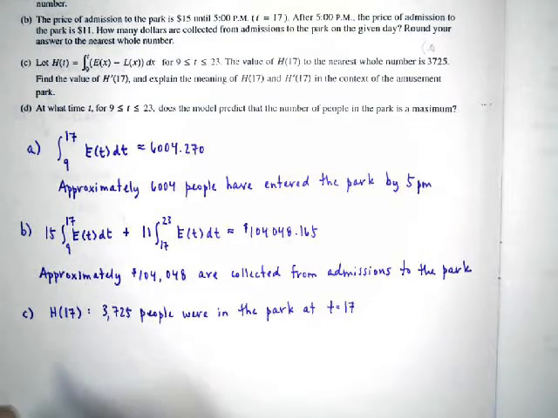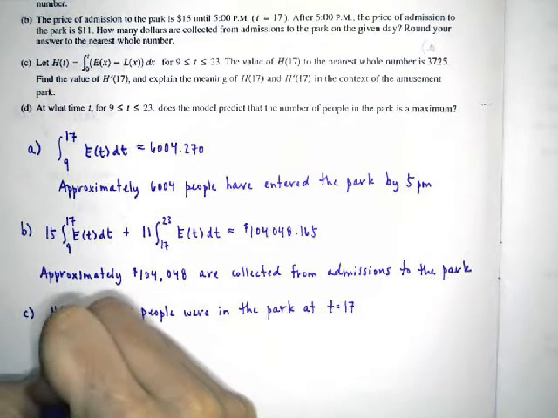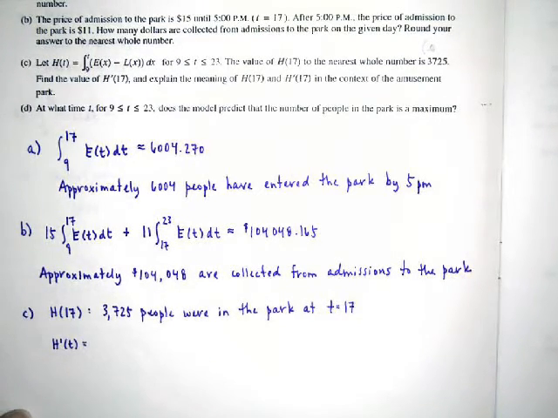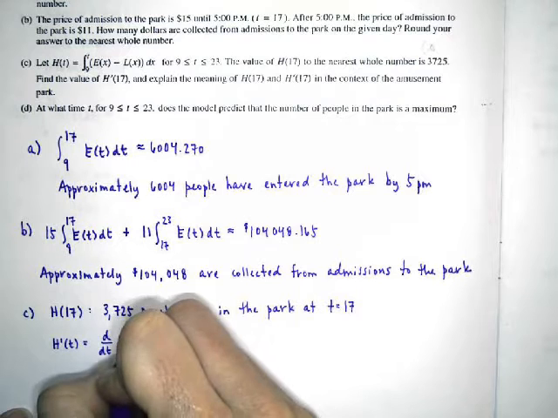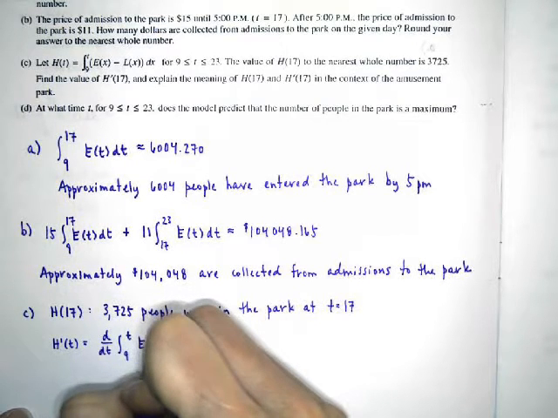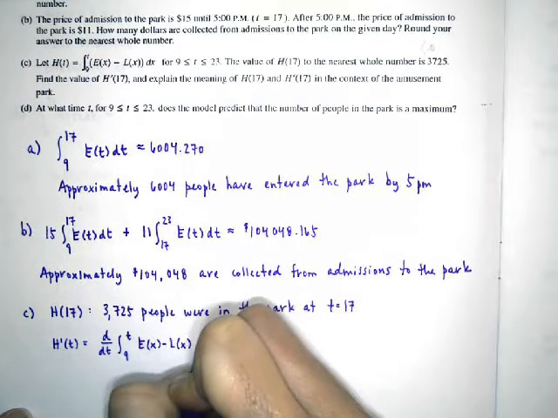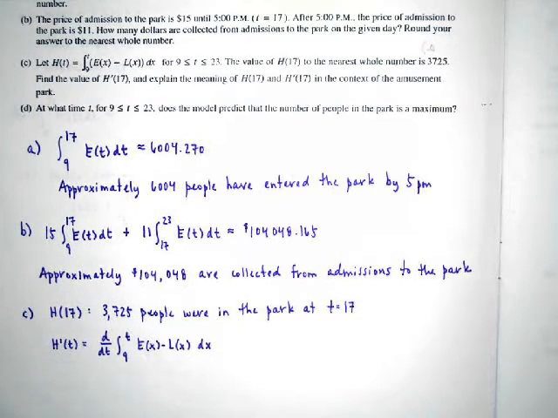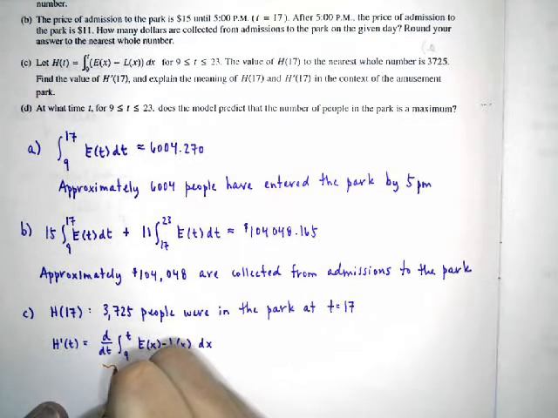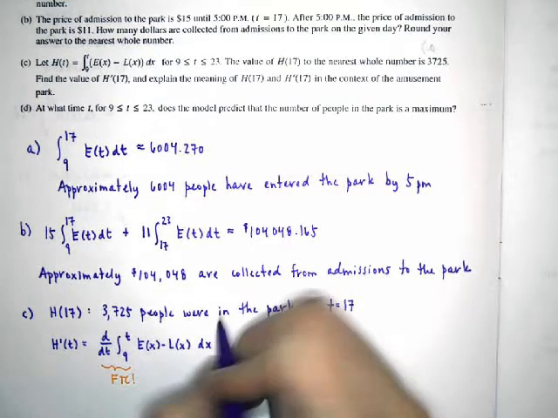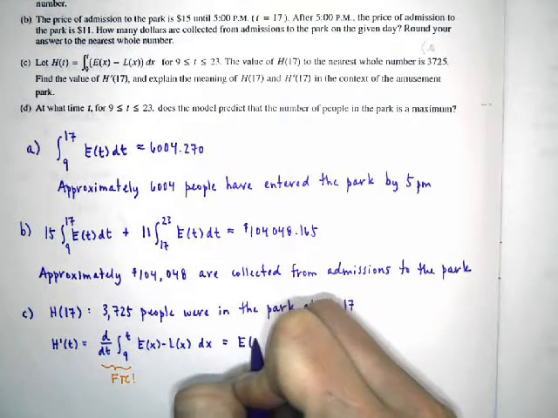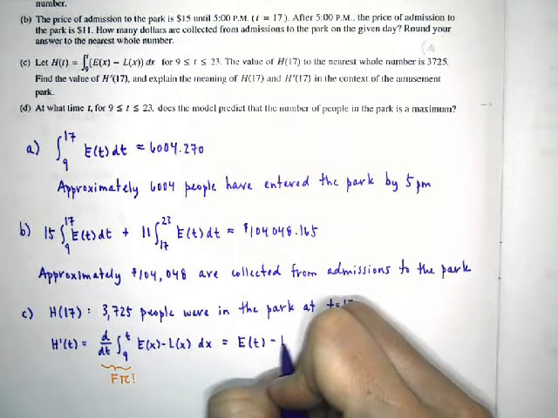All right, so now let's think about h prime of t. So I know h prime of t is going to be the derivative of my integral. Well, again, we know the derivative of the integral. Again, that's just our very familiar by now fundamental theorem. So since my lower limit is a constant and my upper limit is t, I'm going to go ahead and replace my x's with t. So h prime of t is just E of t minus L of t.